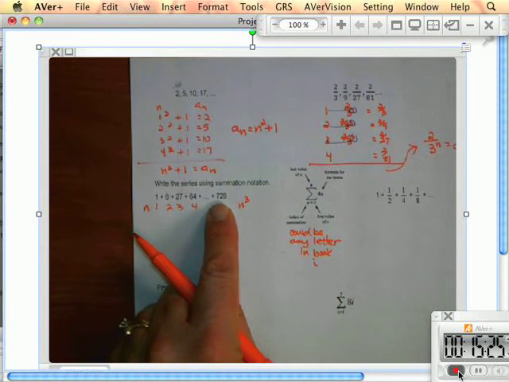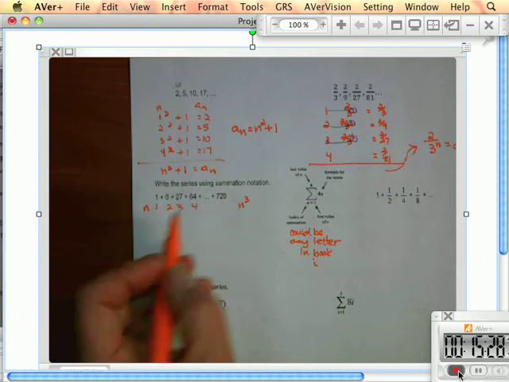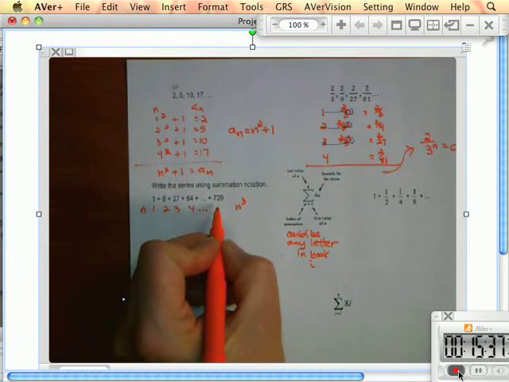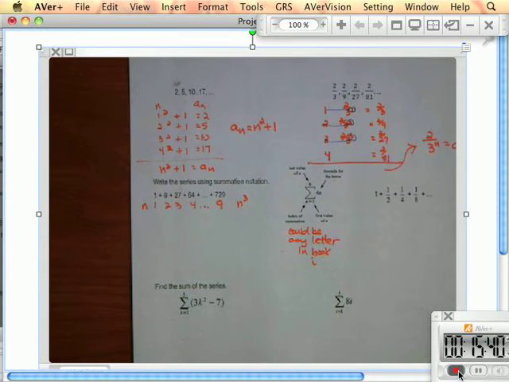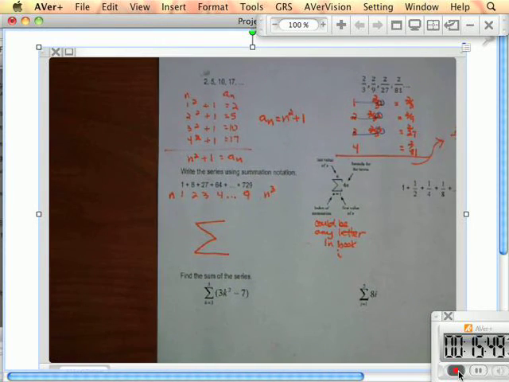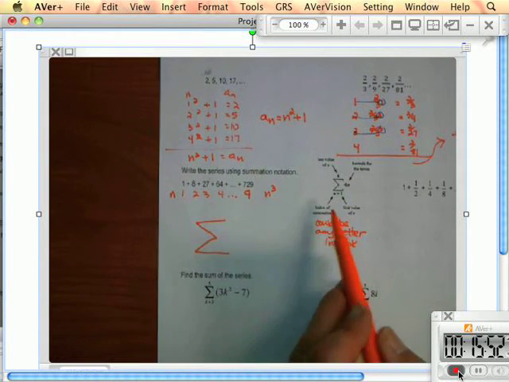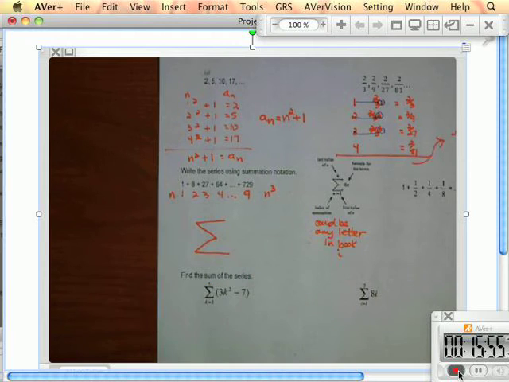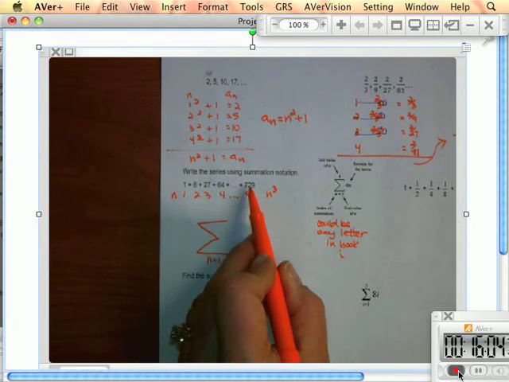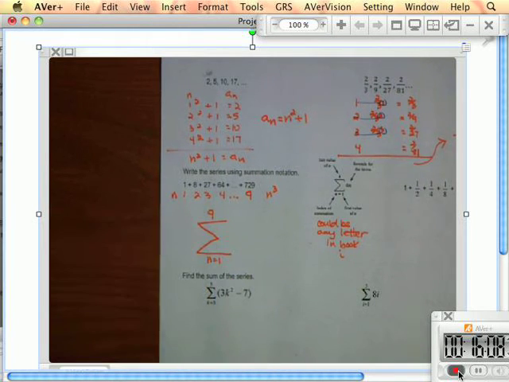And this is telling me that it stops at 729. So which term would have a cube of 729? Does anybody know? 9. Yes, 9. Okay? So then let's write this. Write your pretty E thingy. On the bottom is the index of summation. Where do our n values start at? 1. N equals 1. Where do our n values end at? They end at here. 9. They end at 9.